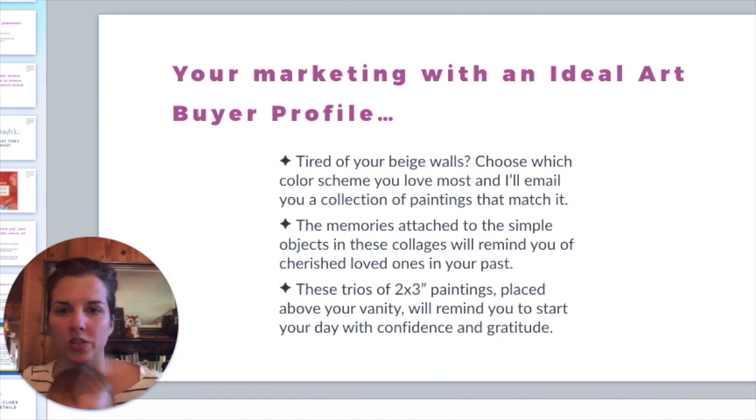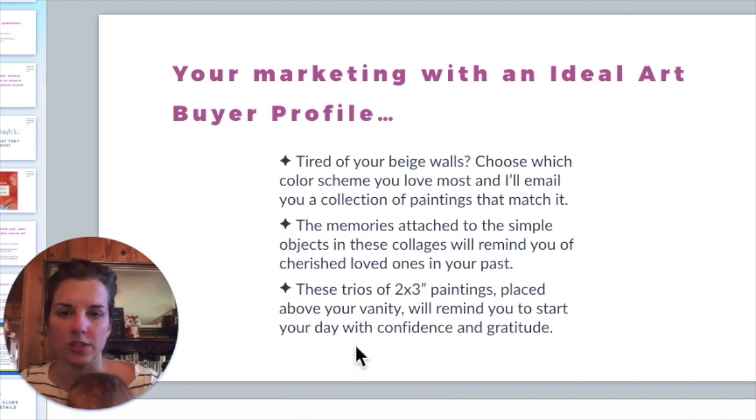The memories attached to the simple objects in these collages will remind you of cherished loved ones in your past. This is a very specific thing. It is a lot more specific than you'll get joy, you'll experience nature in your home, or your walls will be more colorful. Whatever the last example was exactly, I forget.